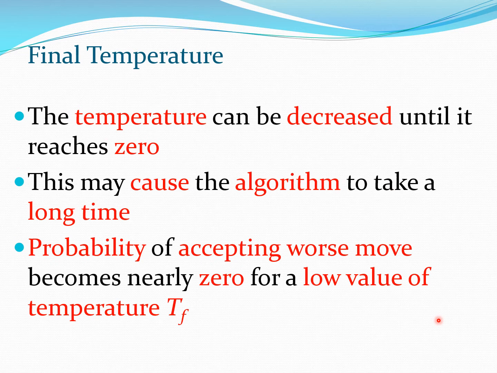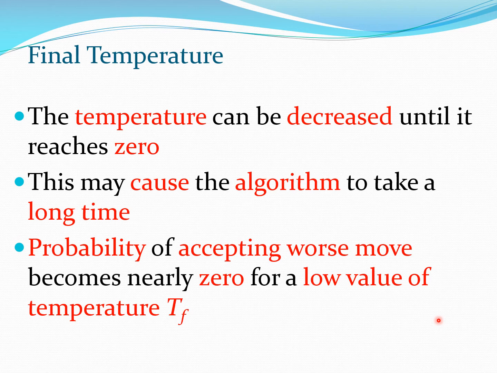Now we turn to the final temperature. You have started from a temperature T0, which is reasonably high, and now you can decrease the temperature all the way to 0. If you were to do that, the algorithm would take an enormous time to converge. But of course, that is a legitimate choice.